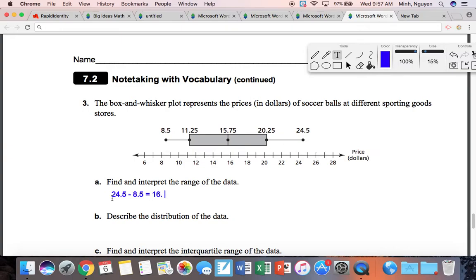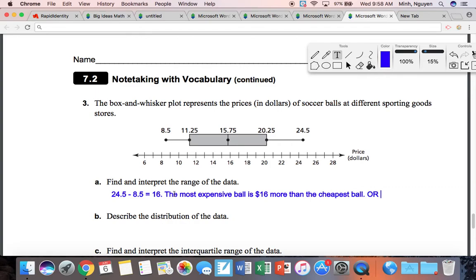Interpret. Now it says interpret. That means give it some meaning. So what are we looking at? The box and whisker plot represents the prices in dollars. So 24.50, 8.50, 11.25, 15.75, these are all dollars, of soccer balls at different sporting goods stores. So the most expensive ball is $16 more than the cheapest ball.